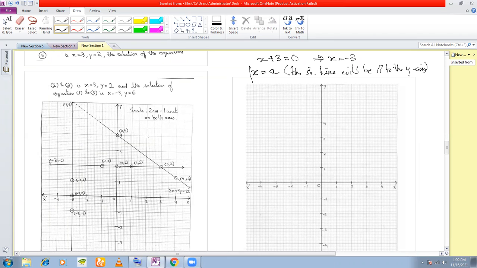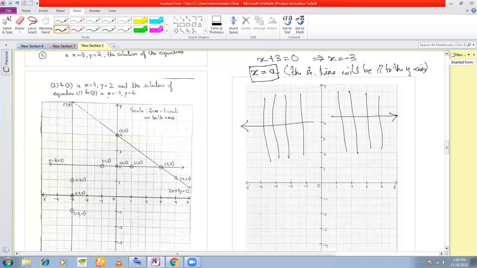Remember this, we'll be using this in class 10 extensively: x is equal to a is a straight line that will always be parallel to the y-axis. So how many straight lines are there parallel to the y-axis? Infinite number of lines, on this side and on this side. All these straight lines are parallel to the y-axis. But the question is, which line are we talking about? We are talking about a specific line.